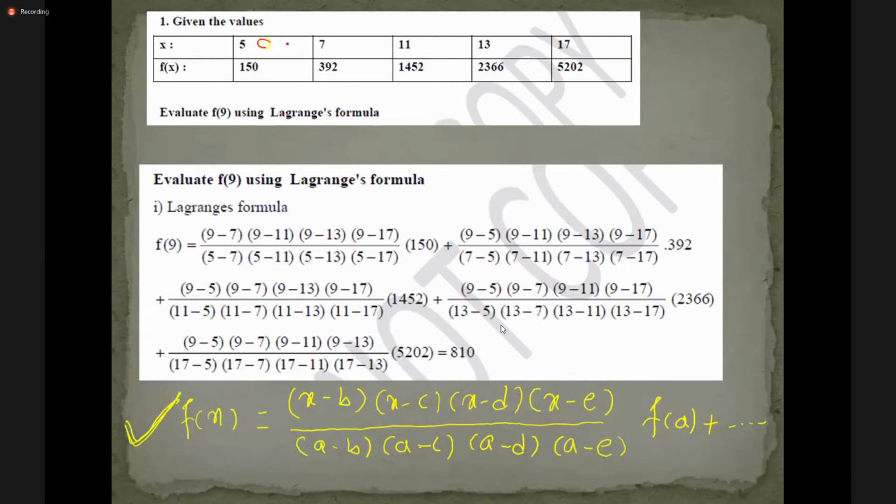This value is a. This value is b. This value is c. This value is d, and this value is e. This is a, b, c, d, e. So about the 5 values were given, and obviously the bottom values are f of a, f of b.